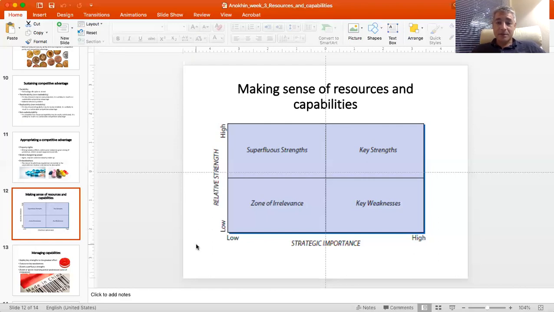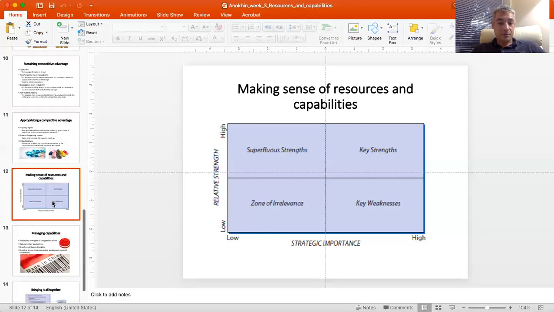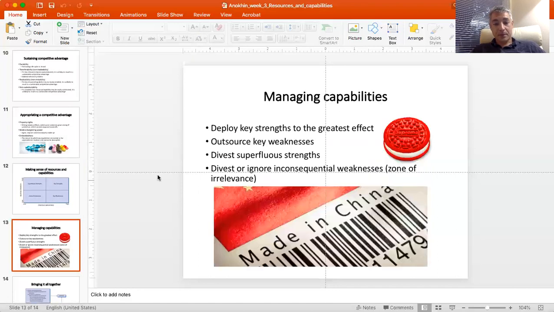And then finally, there are some activities that are absolutely non-essential for your success, where you also do not really have any strength. So that would be a zone of irrelevance. So the big question is, what do you do about each of those groups of capabilities? Your key strength, you want to deploy to the greatest effect.